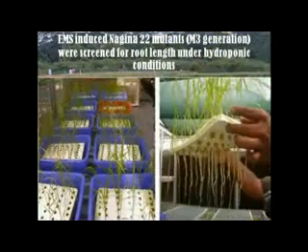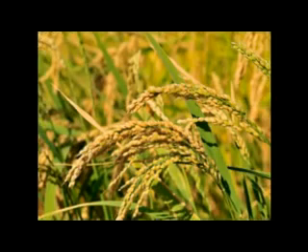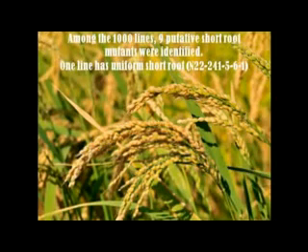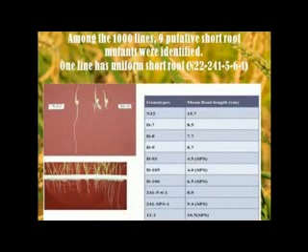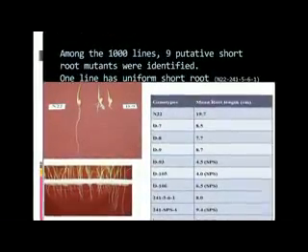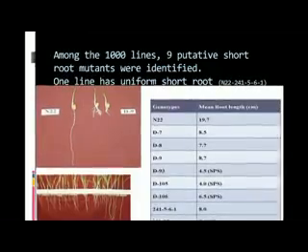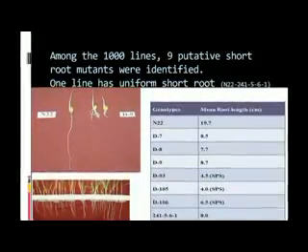EMS-induced Nagina22 mutants at the M3 generation were screened for root length under hydroponic condition, which showed the following results. Among the 1,009, 9 putative short root mutants were identified, out of which one has uniform short root, that is N22241561. This figure shows the detail about root length of different mutants.